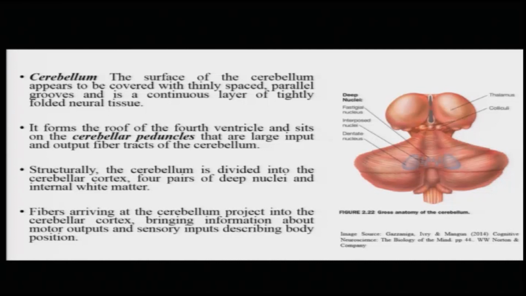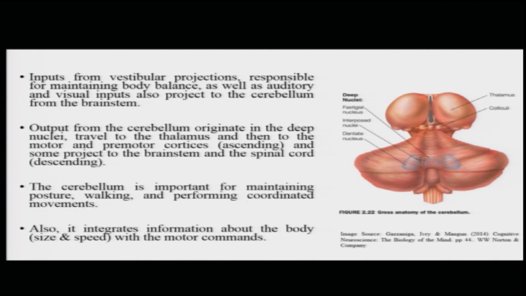Now structurally, the cerebellum is divided into the cerebellar cortex, 4 pairs of deep nuclei, and also internal white matter. Fibers arriving at the cerebellum project into the cerebellar cortex, bringing in information about the motor outputs and sensory inputs, which also describe body position. Say, for example, the orientation of the body, the size of the body, the movement of the body, and so on. The inputs from the vestibular projections, which are responsible for maintaining body balance, as well as auditory and visual inputs, also project to the cerebellum from the brainstem.